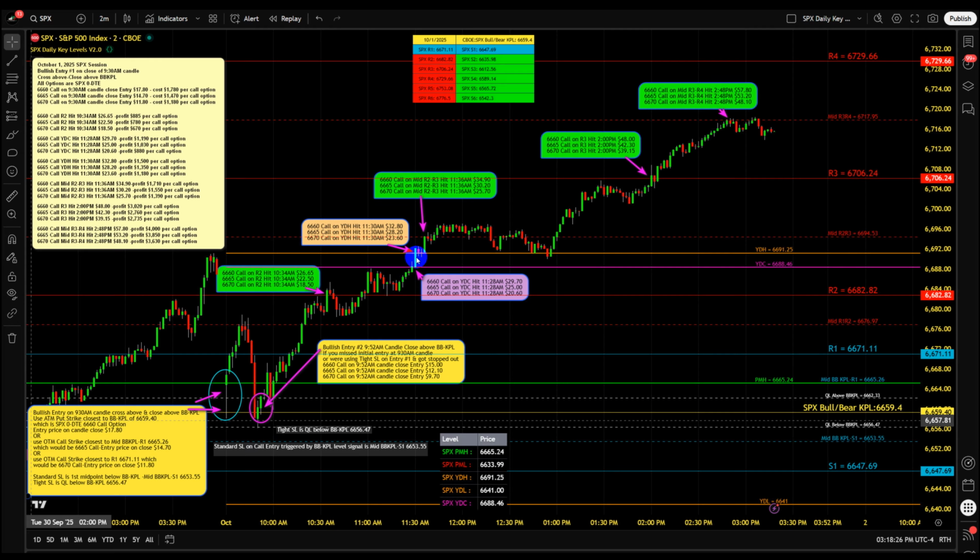Just one candle later, at 11:30, it hits the YDH level. Remember, the YDH level is yesterday's RTH session high. So when it hits that at 11:30 on this candle close here, the 6660 call is now 32.80. The 6665 call is now 28.20. The 6670 call is now 23.60.